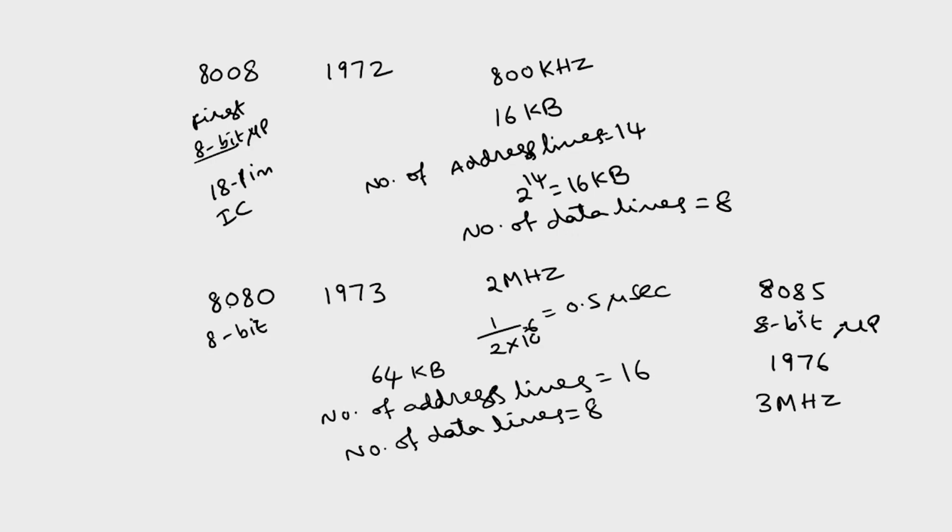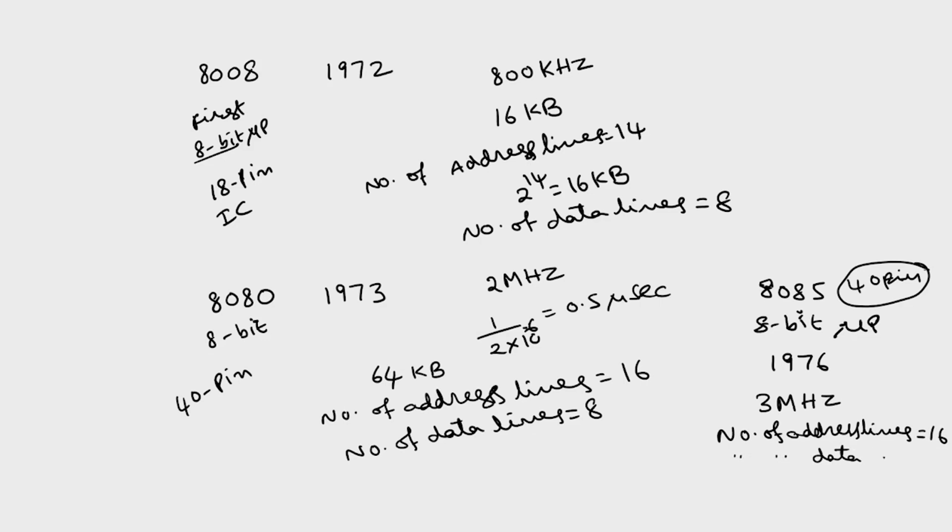So all these, 8080 and 8085, are 40 pin devices. So the number of address and data lines are same. The number of data lines will be 8. So the only difference is that the speed of 8085 is more when compared with 8080.